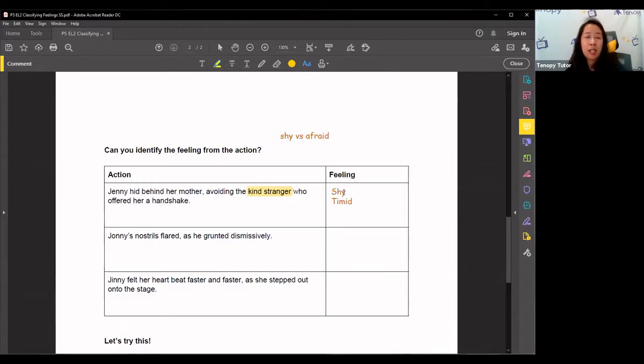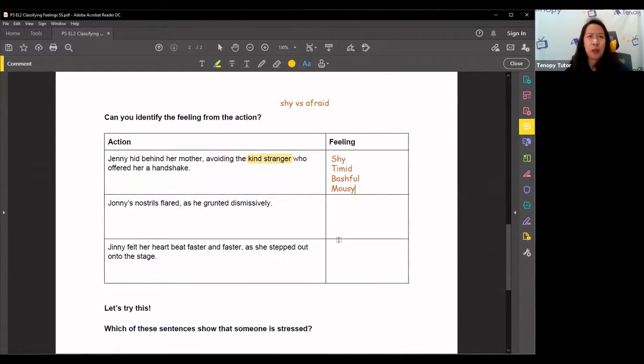All right. So we can say that she's timid or even that she is bashful. Bashful, these are some words that have the same meaning as shy. Or if you want to use another one, really cute, which I like a lot, is mousy. All right. So afraid and scared are the same words. Okay. So scared would not be the most accurate way to describe this feeling.